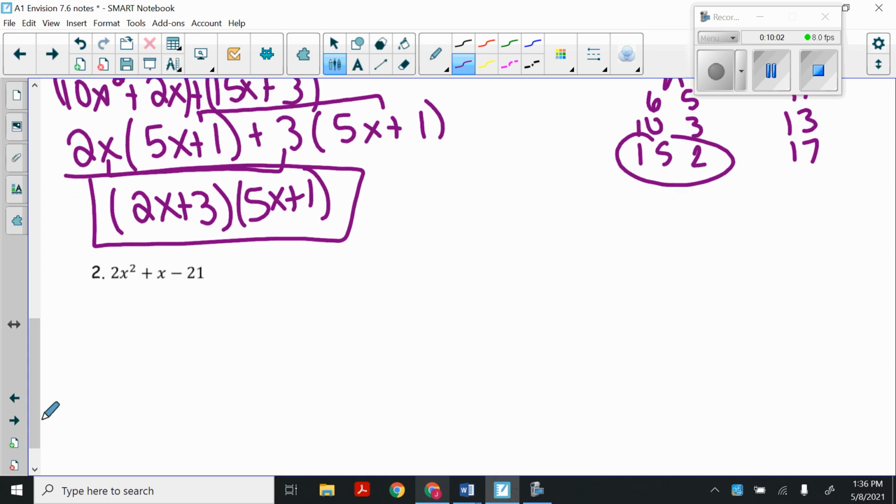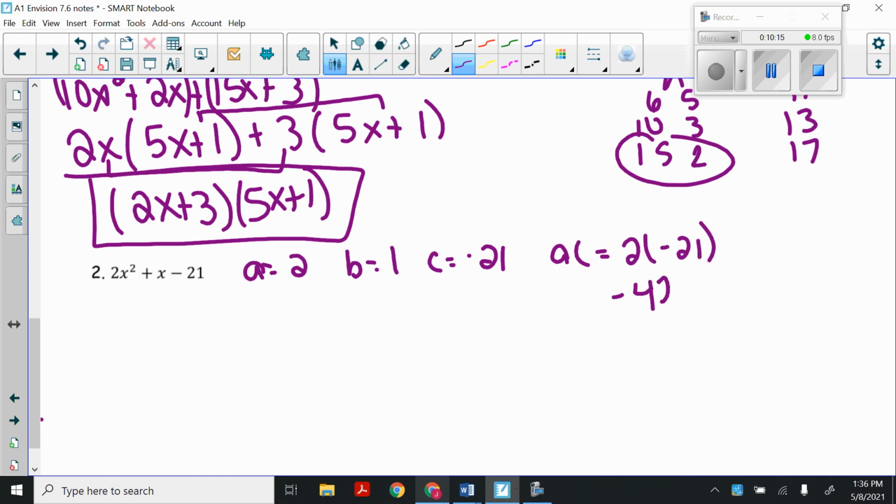Okay, let's look at number 2. 2x squared plus x minus 21. A is equal to 2. B is equal to 1. C is equal to negative 21. AC is 2 times negative 21, so I get negative 42. I'm looking for the factors of negative 42.